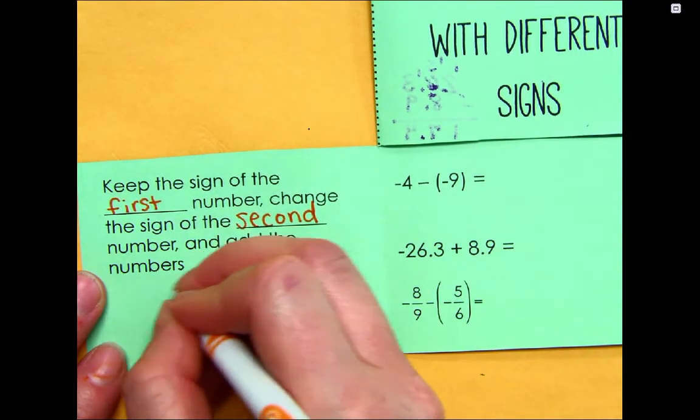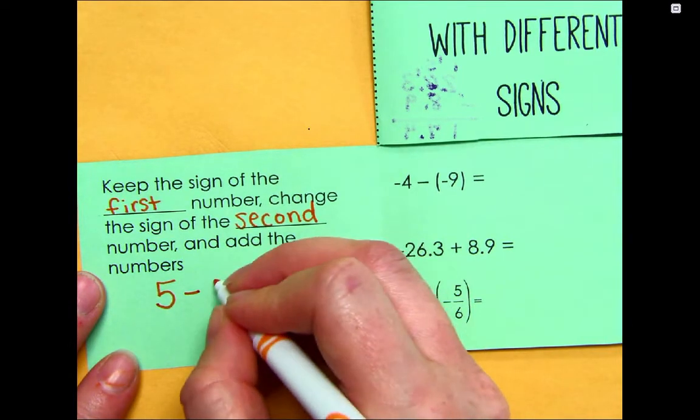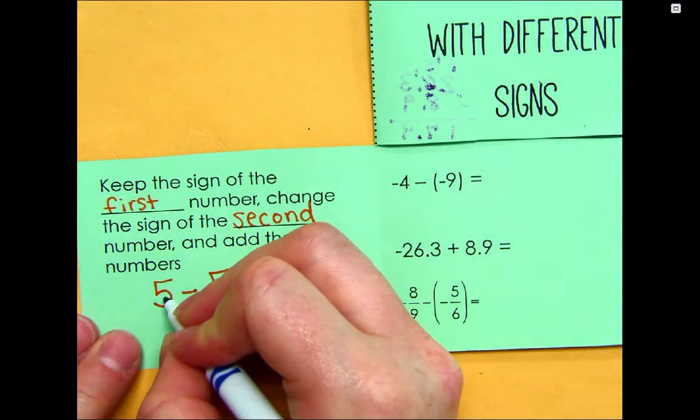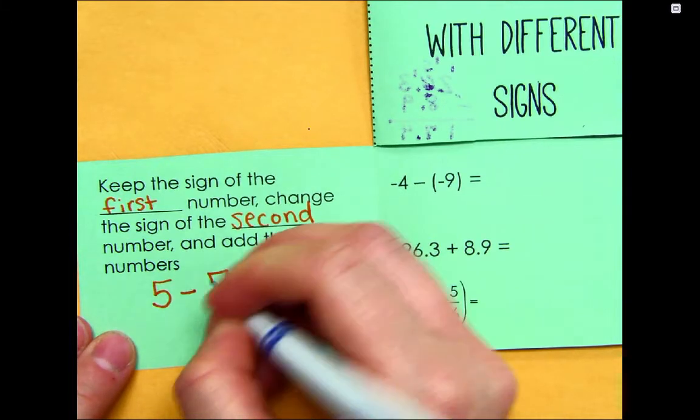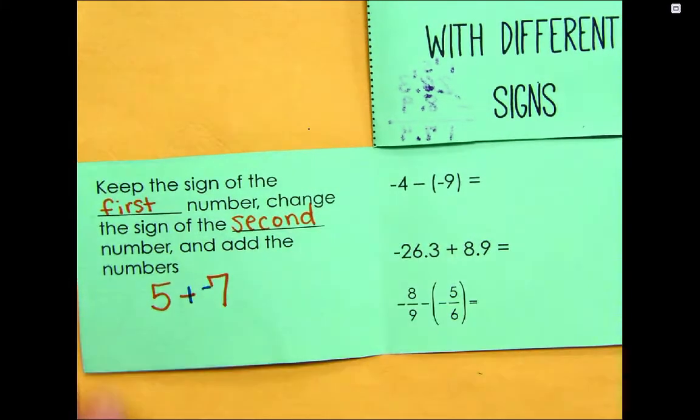So if I have 5 minus 7, I'm going to keep the sign of the first, change the sign of the second number, so that's going to become a negative, and add. So it's 5 plus a negative 7.